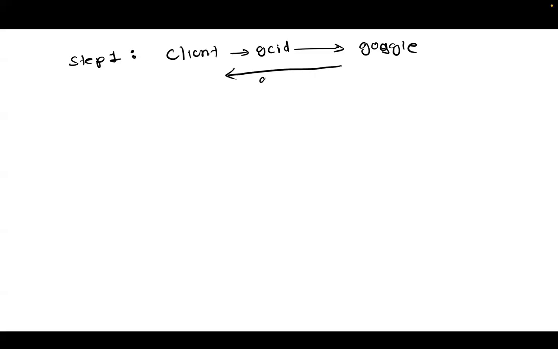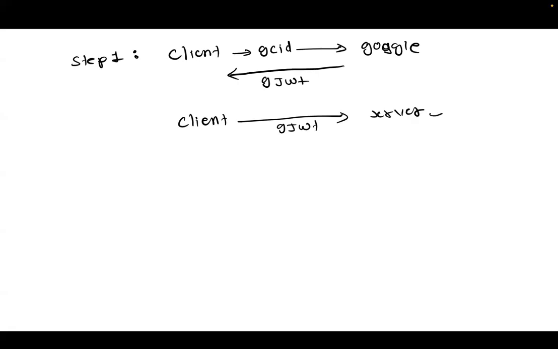So can I say step 1? Here, the client is going to send the Google client ID to Google. Can you tell me what Google will give in return? Google JWT. Perfect. Next, the client will share this Google JWT with the server. The server will verify it with Google that this JWT shared by the user is correct or not.